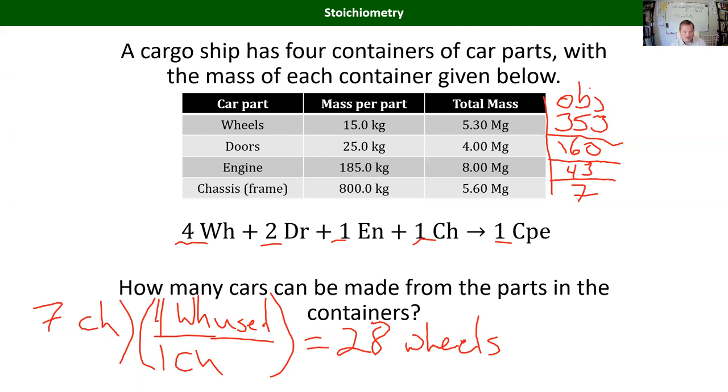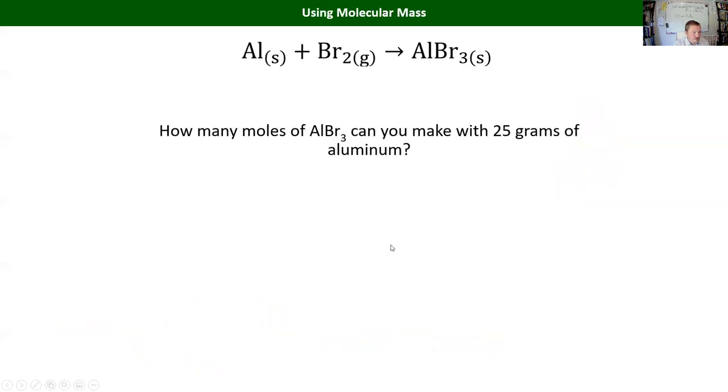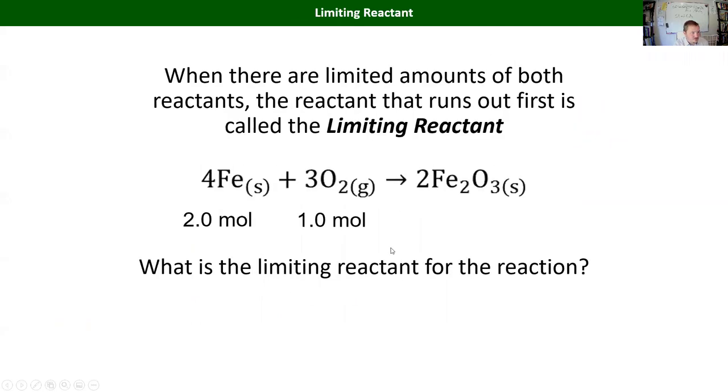right? And so the vocabulary that goes along with this, I know we're pretty much out of time. The vocabulary that goes along with this is basically just putting scientific names to what's going to run out first, how much can I make, how much leftovers do I have.